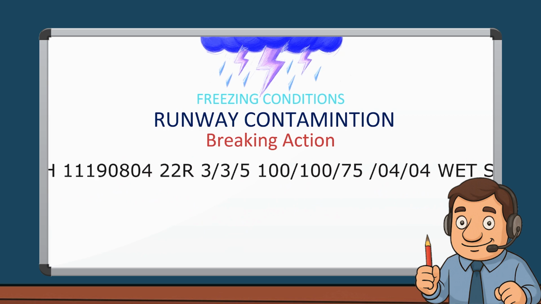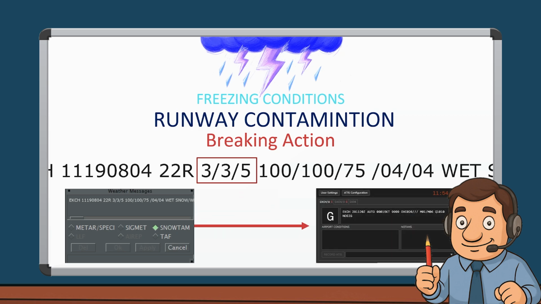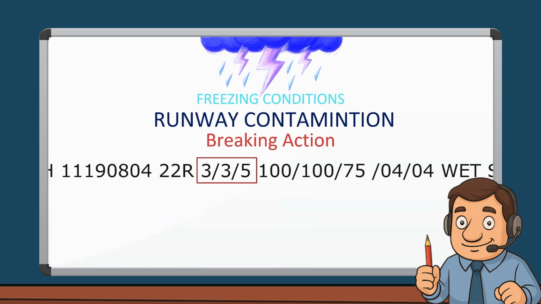Of all these things, braking action is the important one, because that one you must know from the SNOWTAM to put into your ATIS, so the pilots are aware that for the first 2 parts of the runway, the braking action is 3. Also, what is even this braking action scale? Well, let's go through it now.